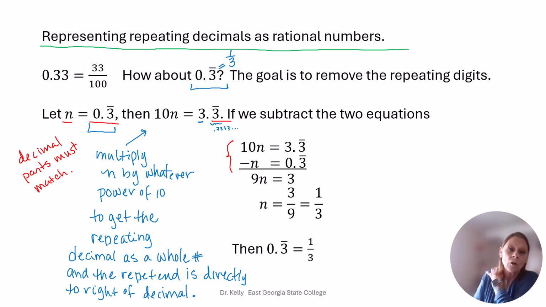We know that. We do the subtraction. We get 9n is equal to 3. And then we solve this by dividing both sides by 9, and we get what we already know coming into it, which is that n is 1/3. So this is the way that you convert a repeating decimal into a rational number.